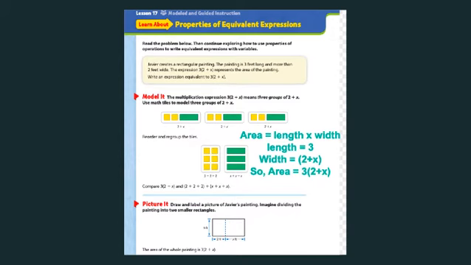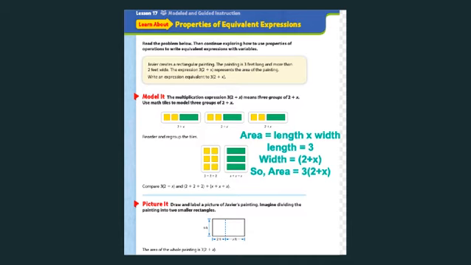We don't know how much more, which is why we write that as 2 plus x, because I don't know what x is. But the area of that painting is going to be 3 times 2 plus x, the length of 3 times the width of 2 plus x. They want us to write an equivalent expression equal to 3 times 2 plus x. So to model it, they drew a picture of it.